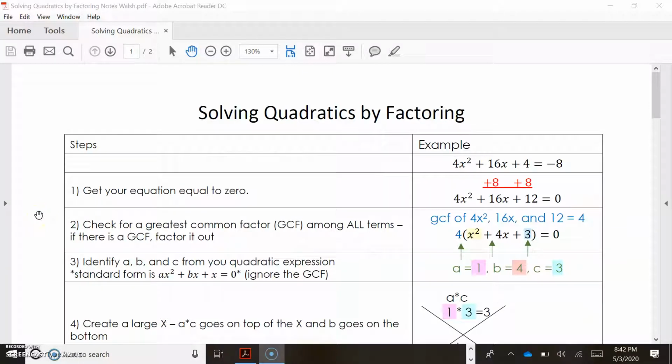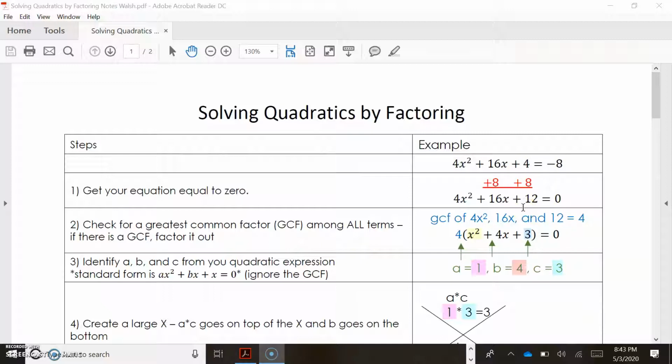Let's review how to solve quadratics by factoring. The most important thing about factoring is we cannot factor unless our equation is set equal to 0. So you'll notice in that first step, we have our equation equals -8. So we add 8 to that side, so our quadratic is set equal to 0.